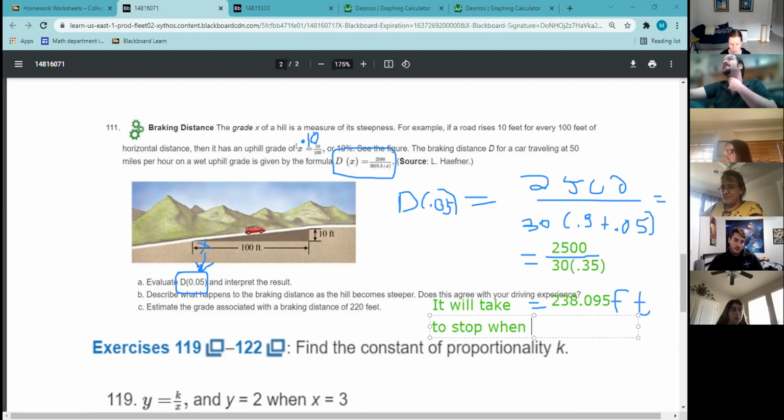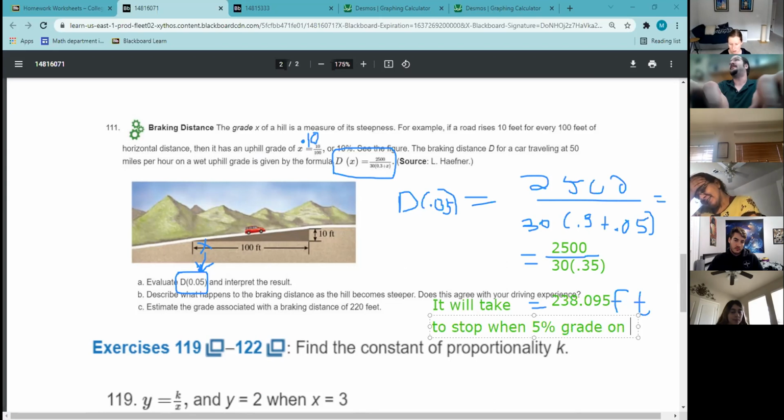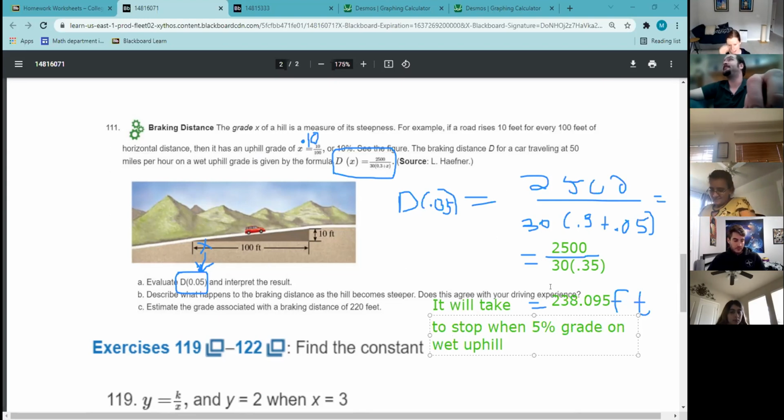It's the rate, the change of rate. This is the slope, or the grade. So what does that mean when I have a 5% grade? They say maybe on a wet uphill road. We could be a little more specific, on a wet uphill road.